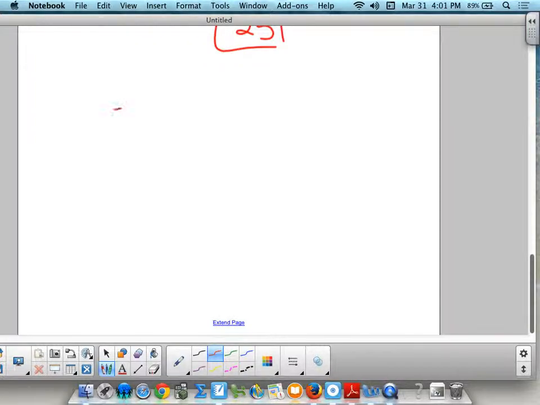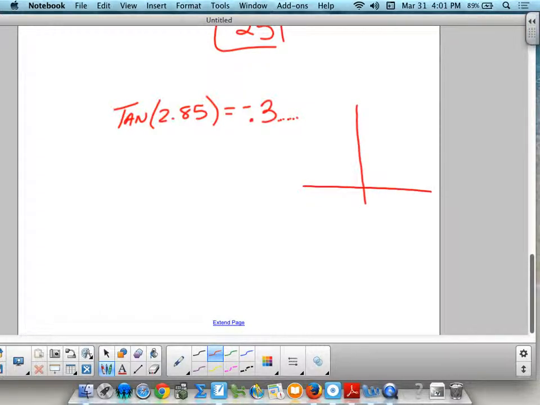So this one will be tangent of 2.85 equals, and I got negative 0.3. And I know it goes on and on, but that's what I'm going to leave it at. Now, really, if you think about it, this is 3.14 radians. That's pi. 2.85 would be like this. That would be a 2.85.